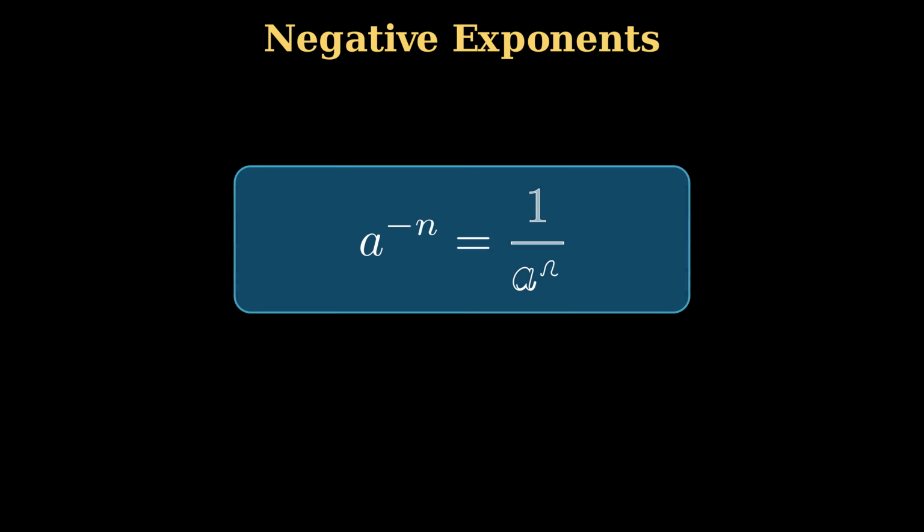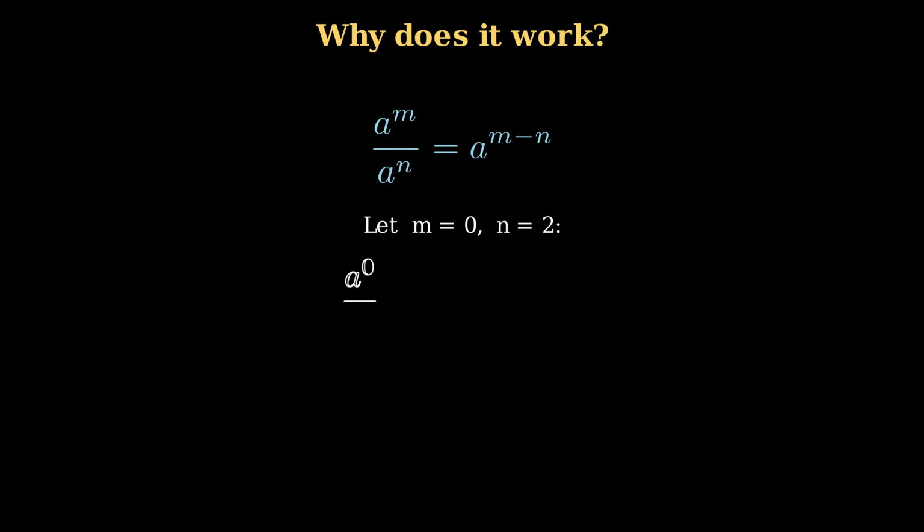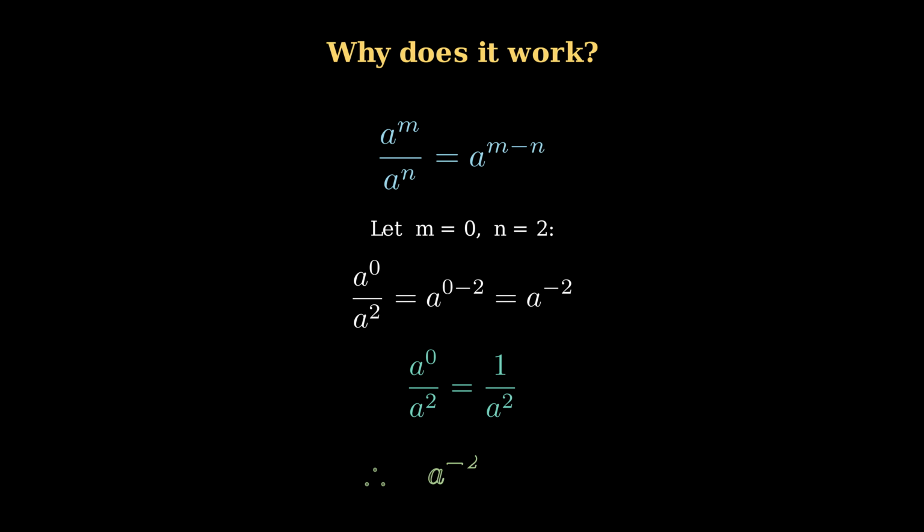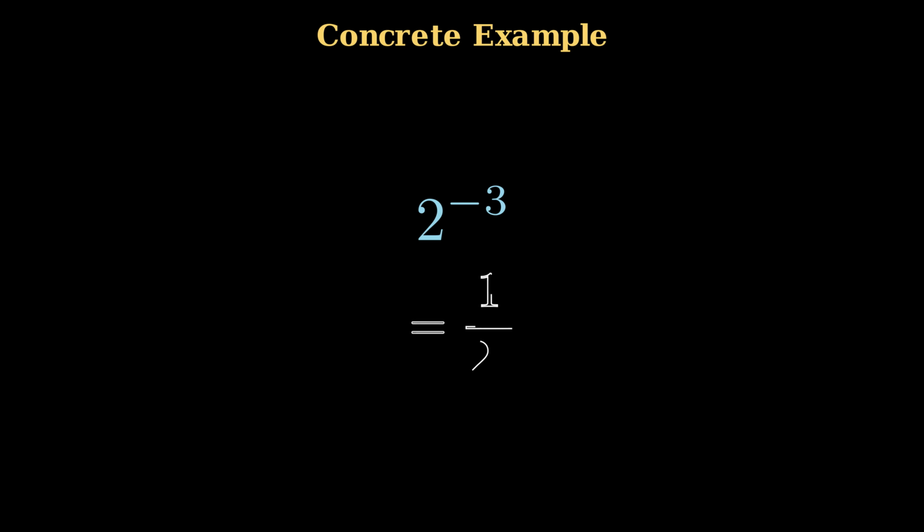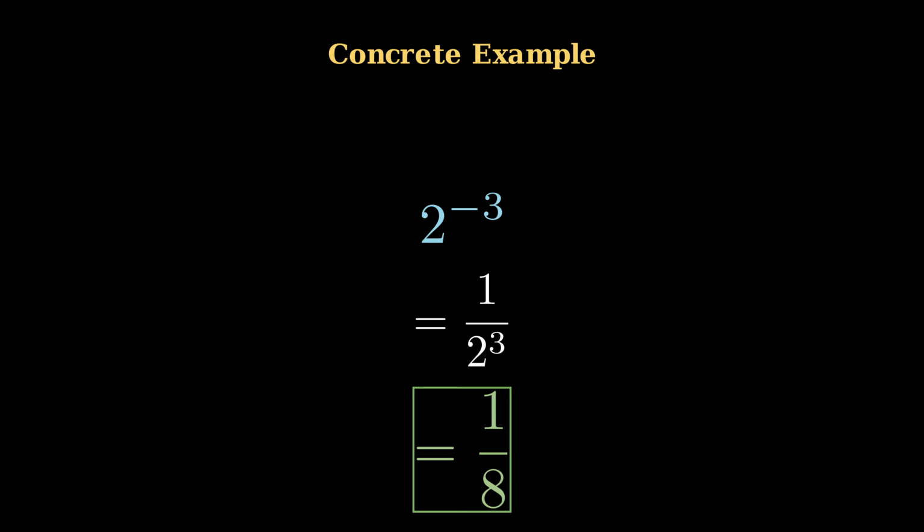Negative exponents might seem confusing, but there's a simple rule: a to the negative n equals 1 over a to the n. Why does this work? Let's use the quotient rule: a to the m divided by a to the n equals a to the m minus n. Let's try a concrete example: 2 to the negative 3.